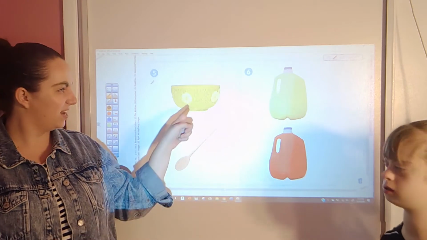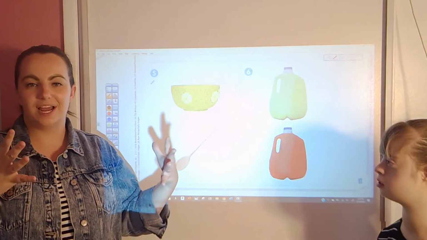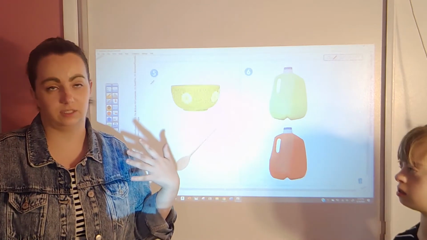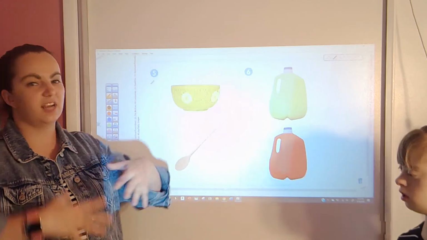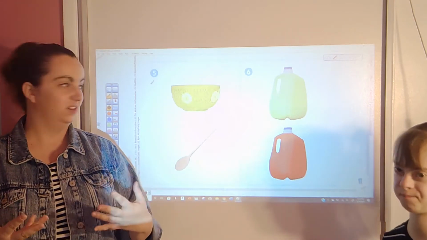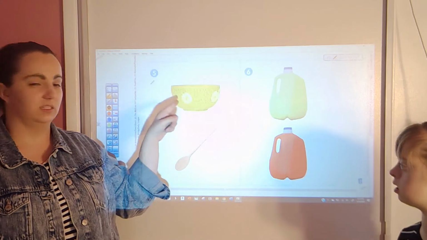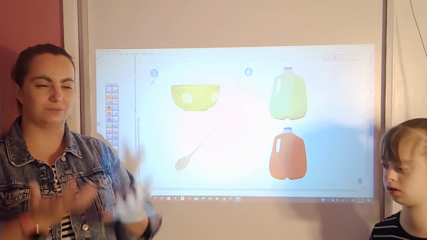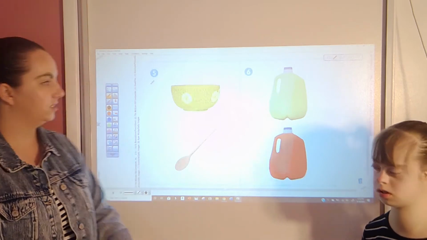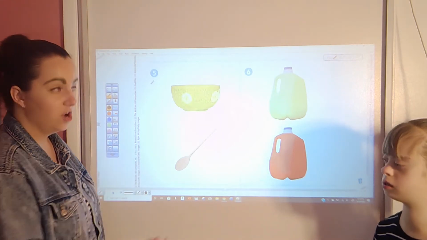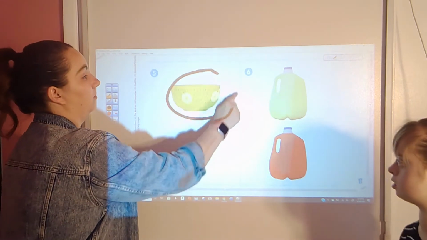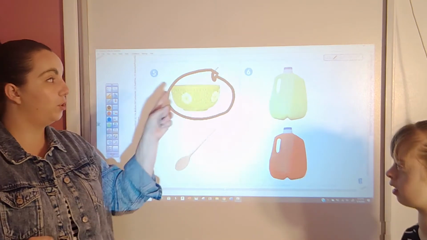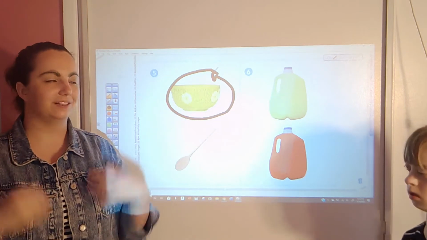You have to think about it. It's a bigger object, even though bigger objects can be lighter sometimes too. Bigger object, more weight to it. Okay, might be made of a material that weighs more. The bowl usually weighs more. Okay, so since it's heavier, we're going to circle the bowl. If the bowl's heavier, what's lighter, Kaylee?